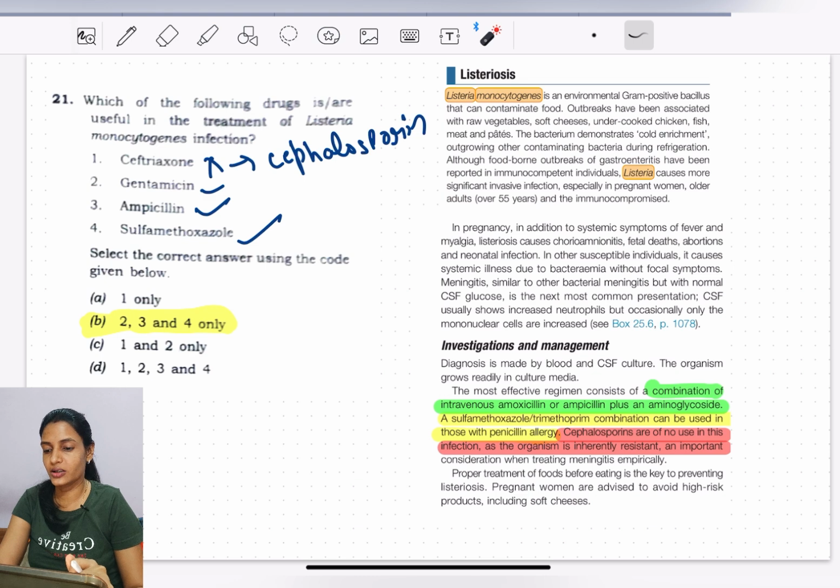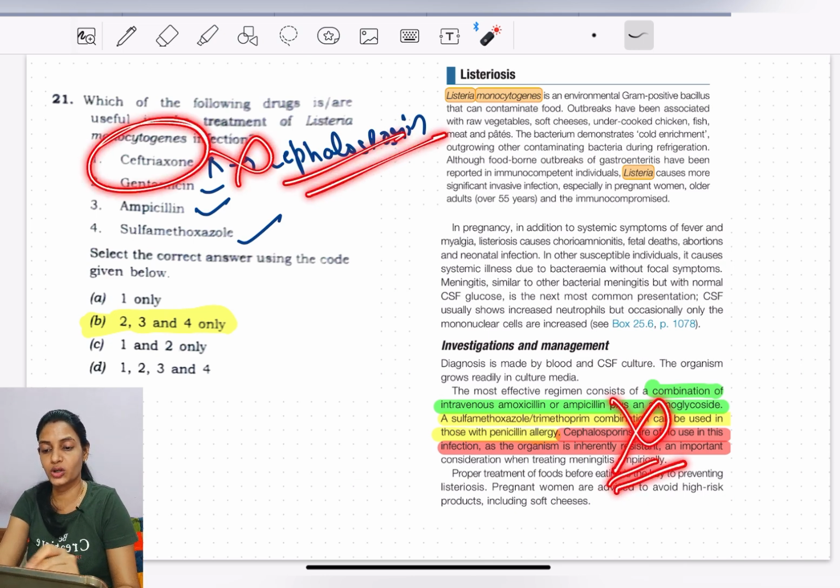About listeria they are talking about. So for Listeria monocytogenes, the treatment drugs we can give are a combination of amoxicillin, ampicillin, aminoglycoside, sulfamethoxazole, trimethoprim. Cephalosporins are not given in this case. So ceftriaxone is a cephalosporin, which is not given. So 2, 3 and 4 are true.